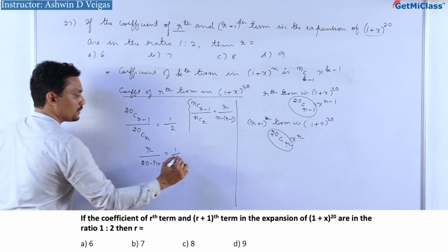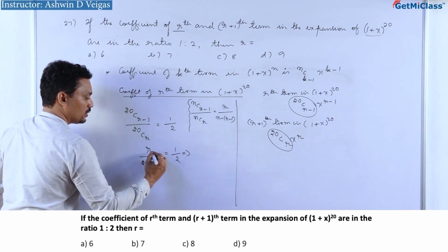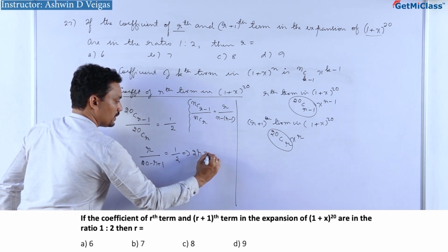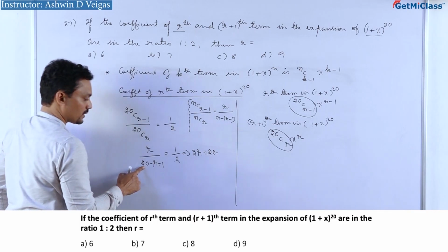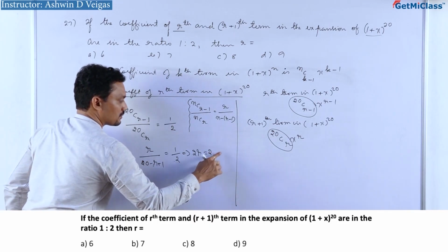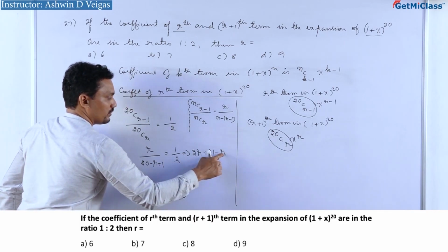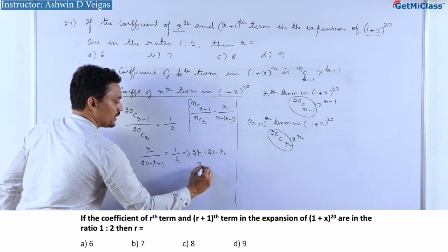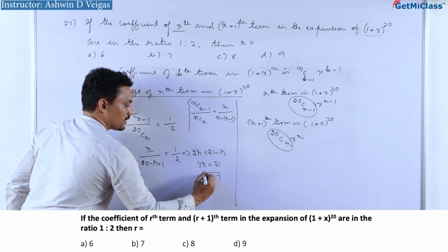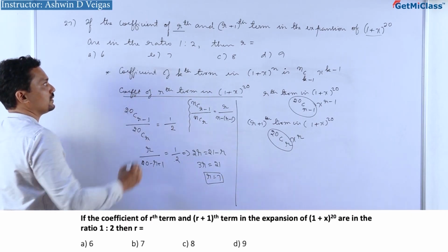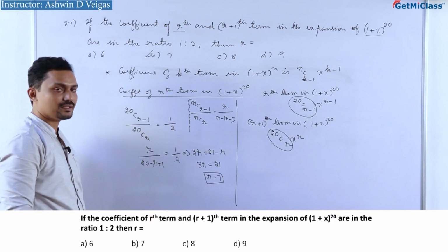Now if you cross multiply, this implies 2r will be equal to 20 minus r plus 1, or you can write this as 21 minus r. If you bring r this side, you will get 3r equal to 21. So from here we get r equal to 7. Therefore, option B, 7, is the answer.